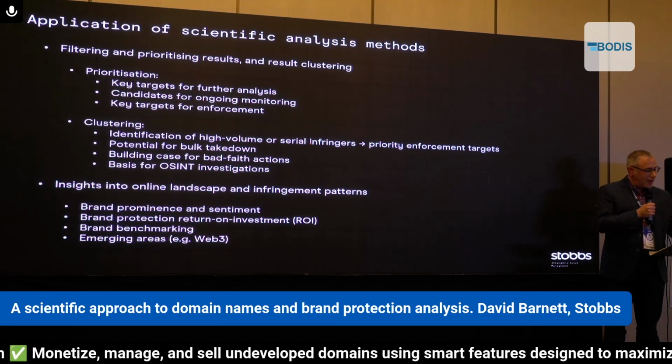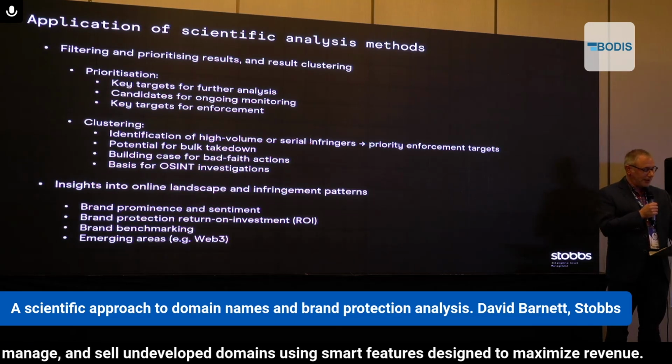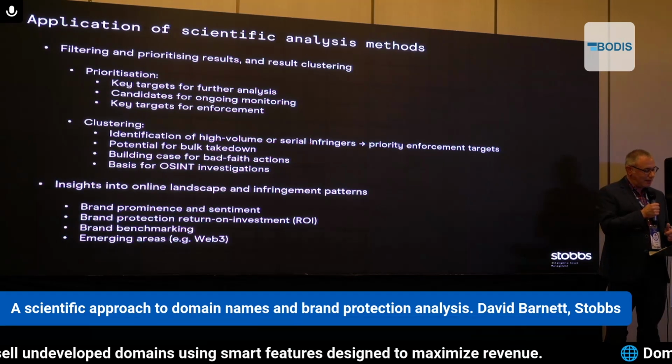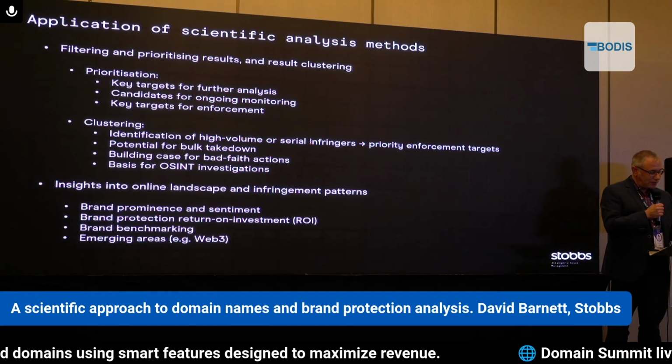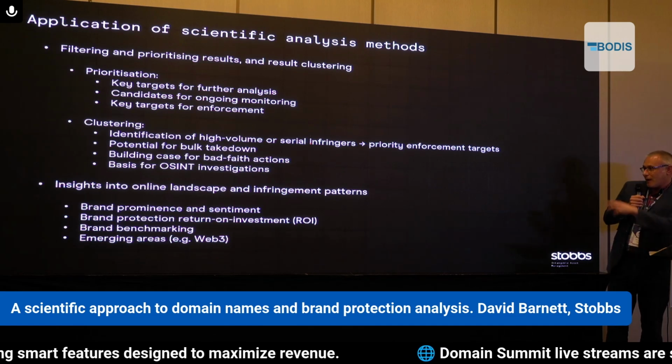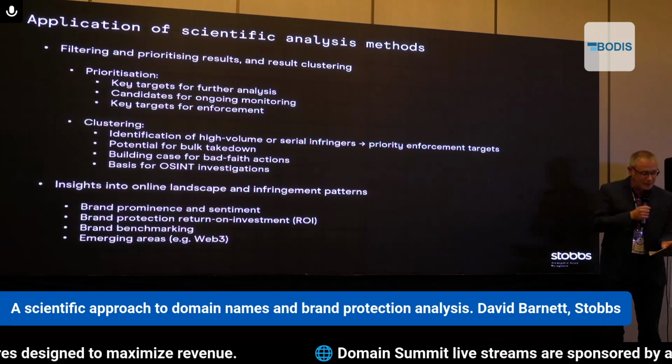The other area, other than filtering and prioritizing, is getting insights into the landscape and patterns of infringement. And there's a few different areas where that can come into play. And we'll touch on some of those a little bit later.